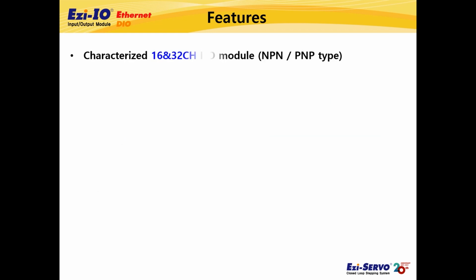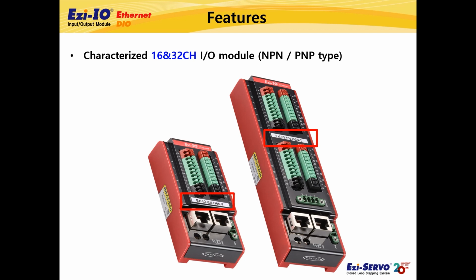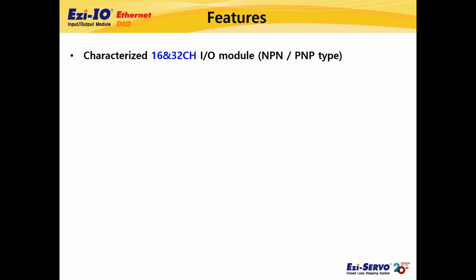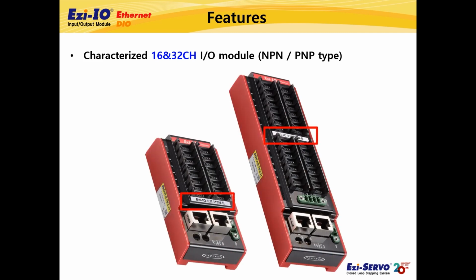As mentioned before, Ezi-IO Ethernet DIO provides 16-channel products and 32-channel products. The 16-channel product has a 16-channel input type and a 16-channel output type, and the 32-channel product has a 32-channel input type and a 32-channel output type. And there are also modules with combined input-output. For example, in the case of the 16-channel product, an 8 input channel and 8 output channel combination product is available, and in the case of the 32-channel product, a 16 input channel and 16 output channel combination product is available.